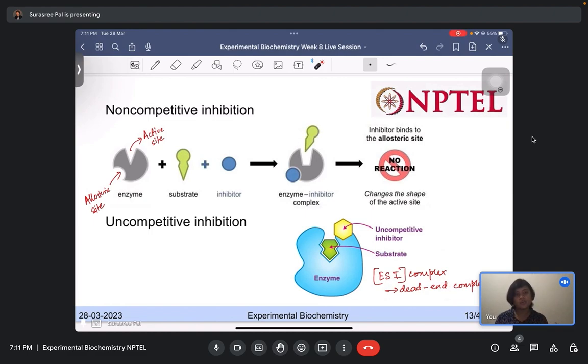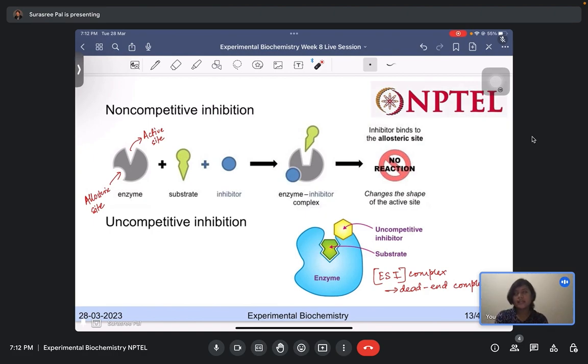So there will be no reaction after the inhibitor binds to this enzyme substrate complex, and it will not allow the substrate to be converted to product, right? Now in this case the substrate is binding to the enzyme, but the inhibitor is binding to the ES complex. So now what changes are we expecting in this kind of uncompetitive inhibition? Will there be a change in Vmax and Km?